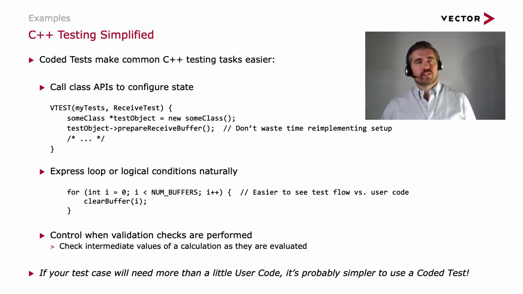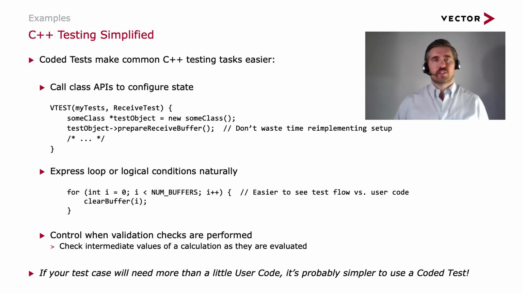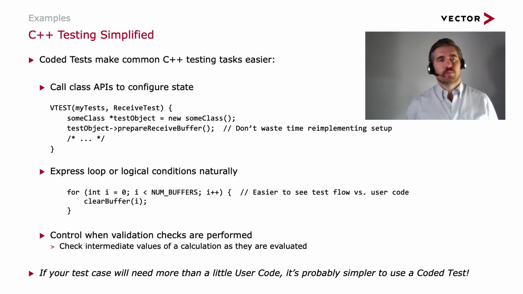Additionally, coded tests allow you to write any C++ code that you can normally write. That includes control flow logic such as loops, logical conditions, and switch statements. This allows you to iterate through different parts of your testing, especially if you need to check different conditions in a list.